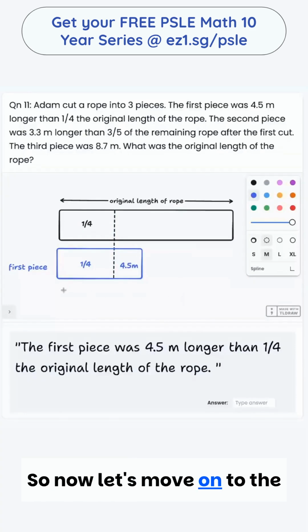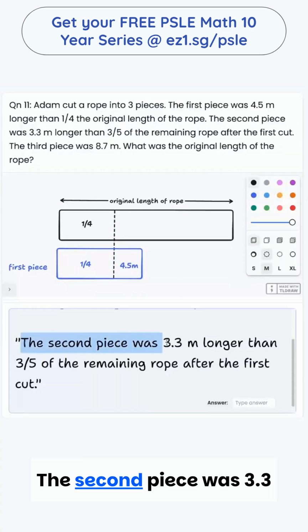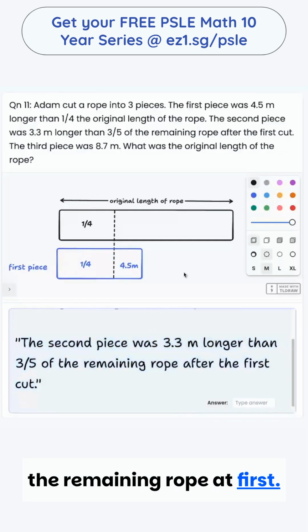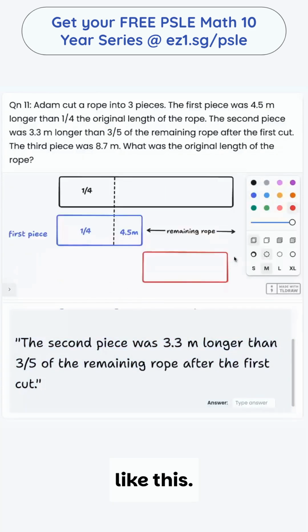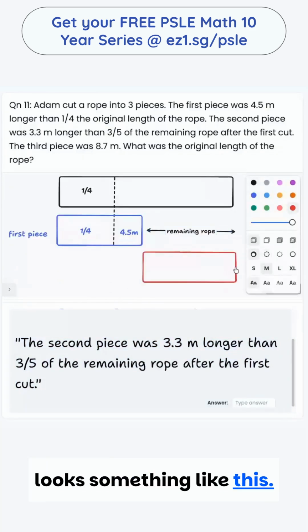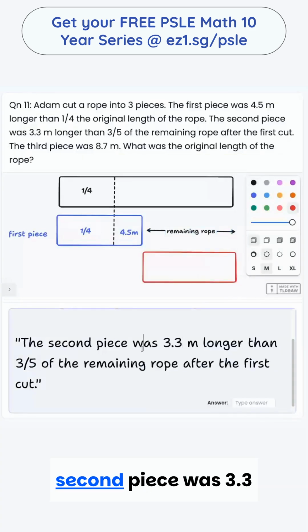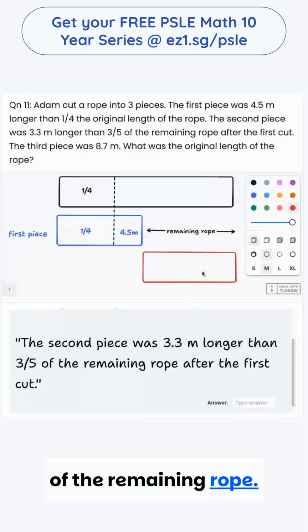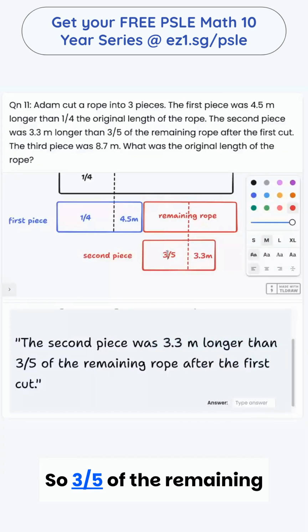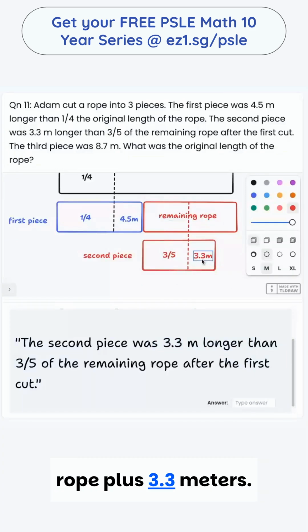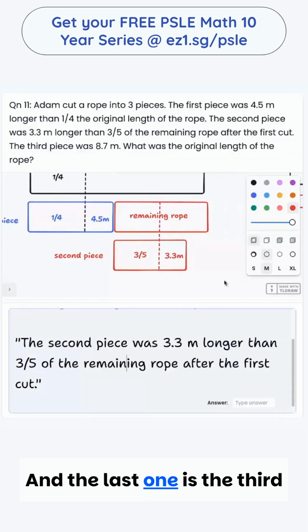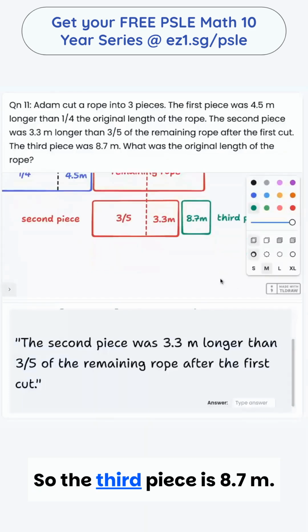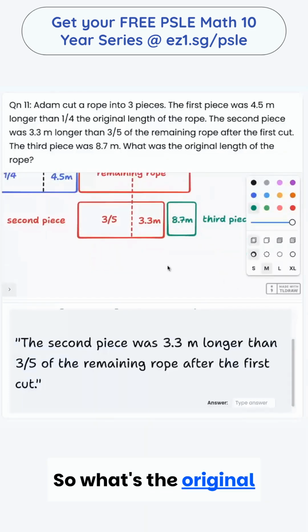Okay, so now let's move on to the second piece. The second piece was 3.3 meters longer than 3/5 of the remaining rope at first. So the remaining rope looks something like this. Then it says here, the second piece was 3.3 meters longer than the 3/5 of the remaining rope, which will look something like this. So 3/5 of the remaining rope plus 3.3 meters. And the last one is the third piece, which is this one over here. So the third piece is 8.7 meters. So what's the original length?